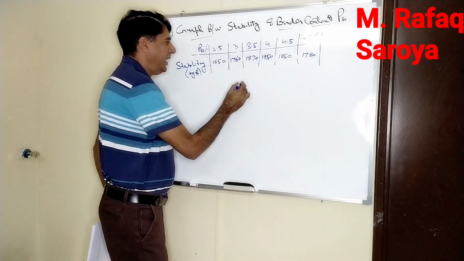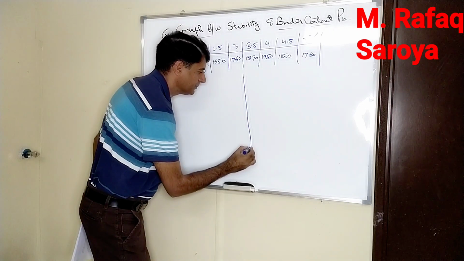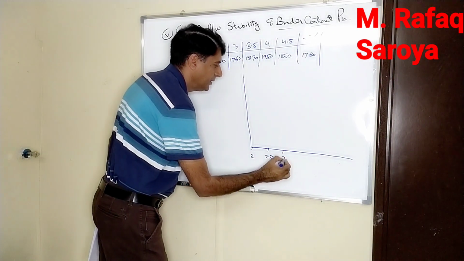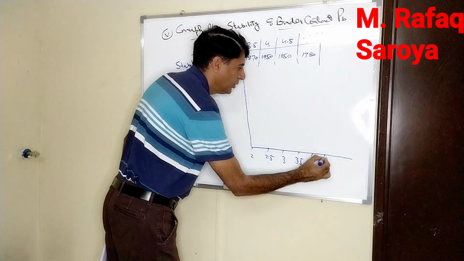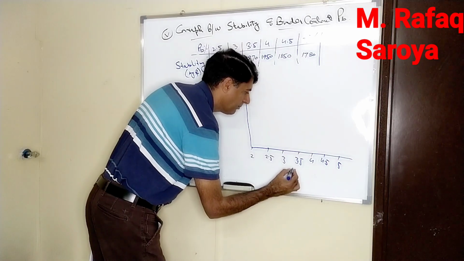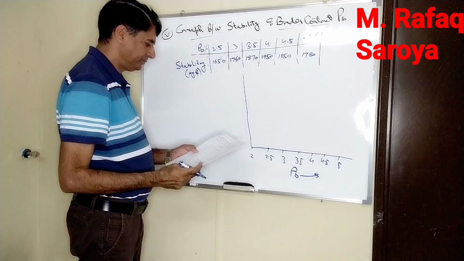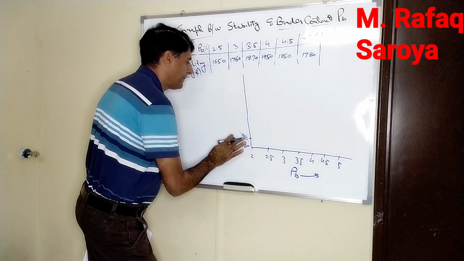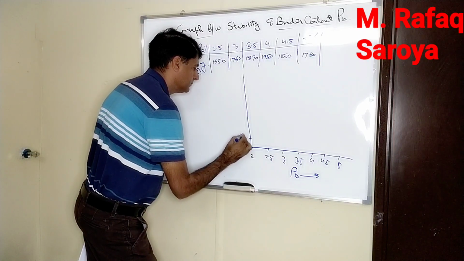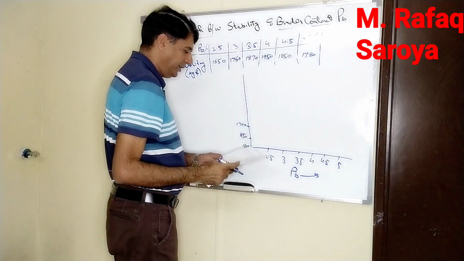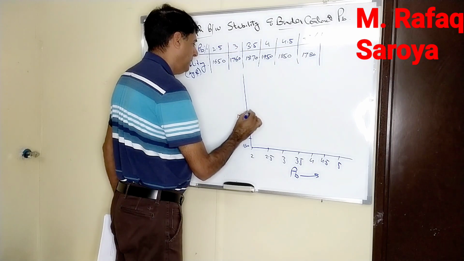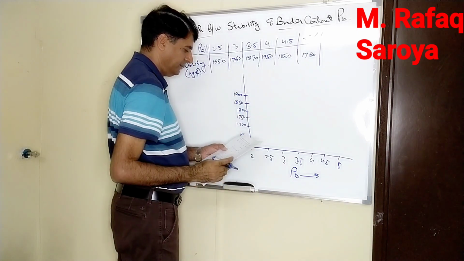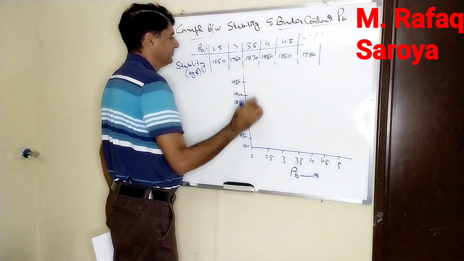Now over here, as usual, we will draw the graph between these two quantities. 2, 2.5, 3, 3.5, 4, 4.5 and 5. This is the amount of the PB. Over here, 1600, 1650, 1700, 1750, 1800, 1850, 1900, 1950. This is the stability value.